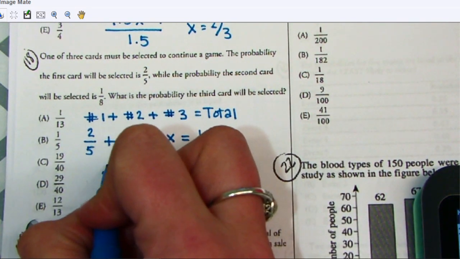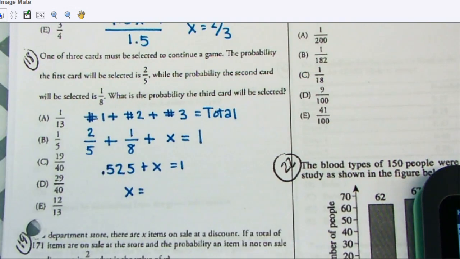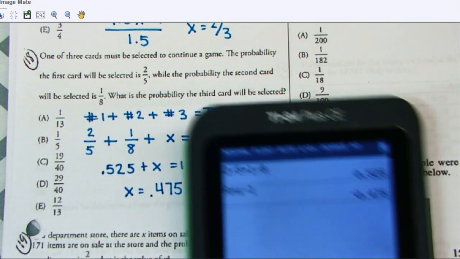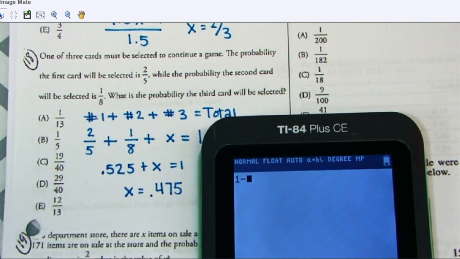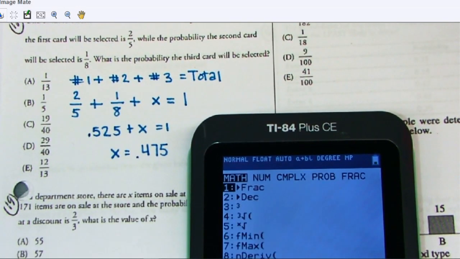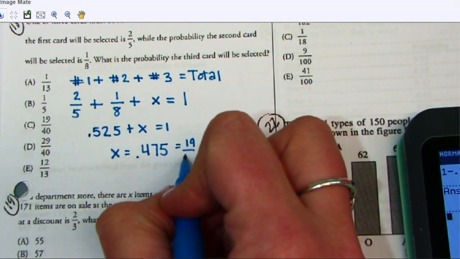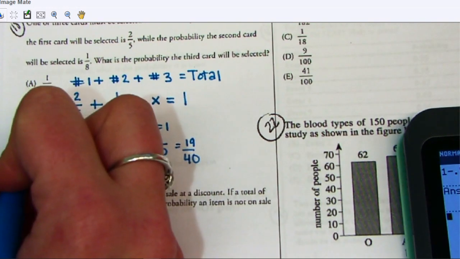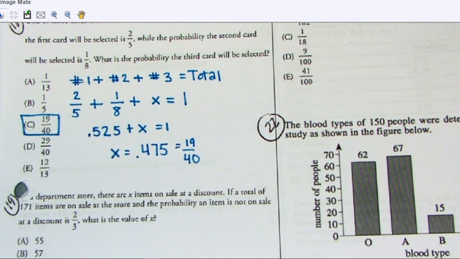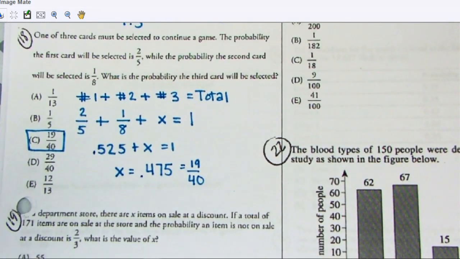So 0.525 plus x equals 1. And when I subtract that from 1, I get 0.475. Well, all of my answer choices, so 1 minus 0.525, I get a decimal. Well, I want to make that a fraction. Math, enter, enter. It is 19 over 40. So I'm going to let my calculator do all the difficult thinking for me. I don't want to waste my time. So it's okay. You don't have to be intimidated by fractions. Just use what you have. So these two problems, number 17 and 18, they are very similar to each other. Remember, probabilities add up to 1.